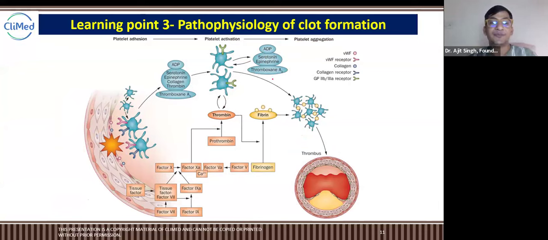So see how exactly the plaque or thrombus is created or developed. First of all, this is the coronary artery wall. This is the coronary artery. This is one side of the coronary artery dissected to check what exactly happens inside. Okay, so look at this.